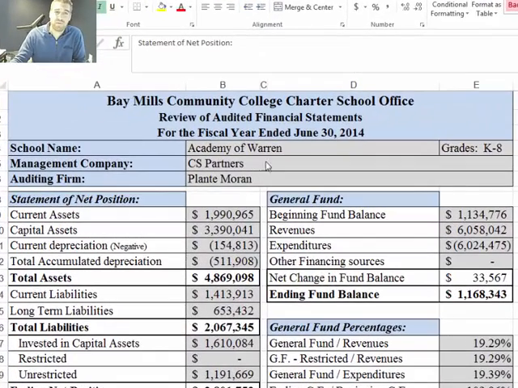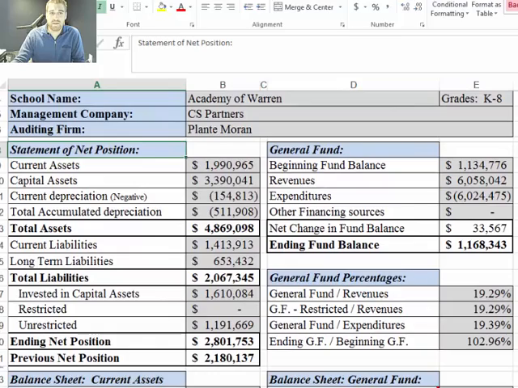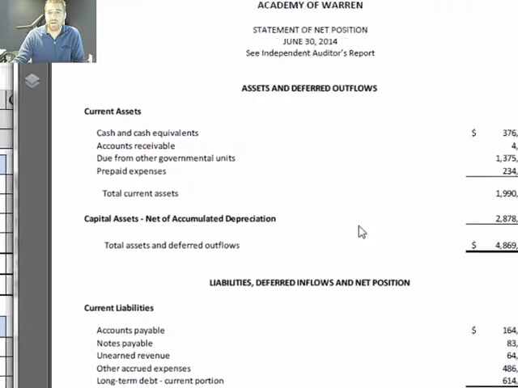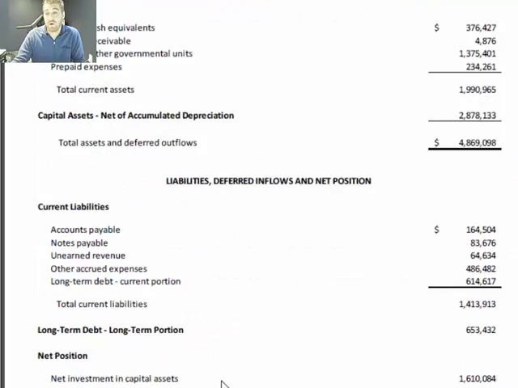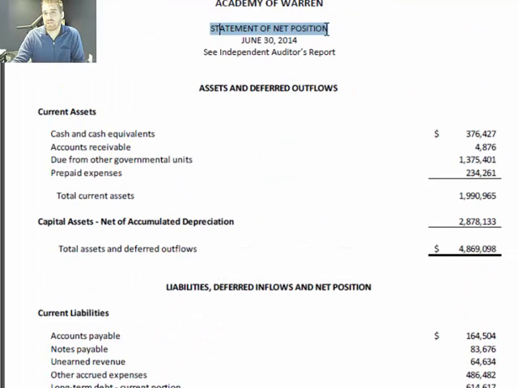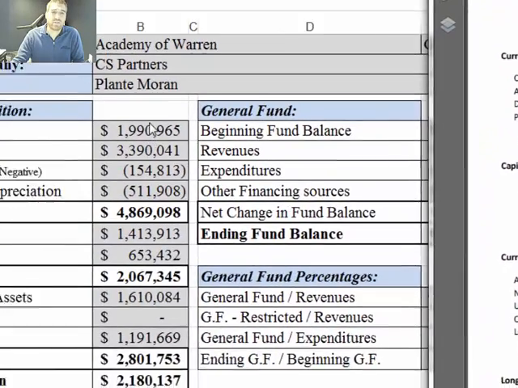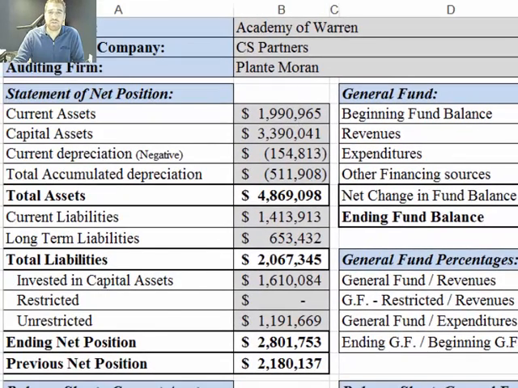So here's the Academy Warrant information. That's pretty general. We're going to start with the statement of net position. That is directly from the audit, and it's derived on page 1. So here's the statement of net position. Look up there for the title to know where we're at. And then the current assets right there, and you'll see that that matches up over here. So this is all derived directly from the audit.